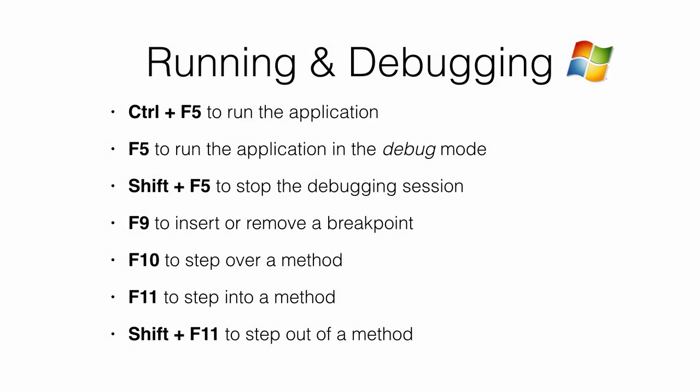Let's recap. Press Ctrl and F5 to run the application without debugging. Press F5 to run the application in the debug mode. Press Shift and F5 to stop the debugging session. Press F9 to insert or remove a breakpoint. Press F10 to step over a method. Press F11 to step into it. And finally, press Shift and F11 to step out of it. I hope you enjoyed this lecture.